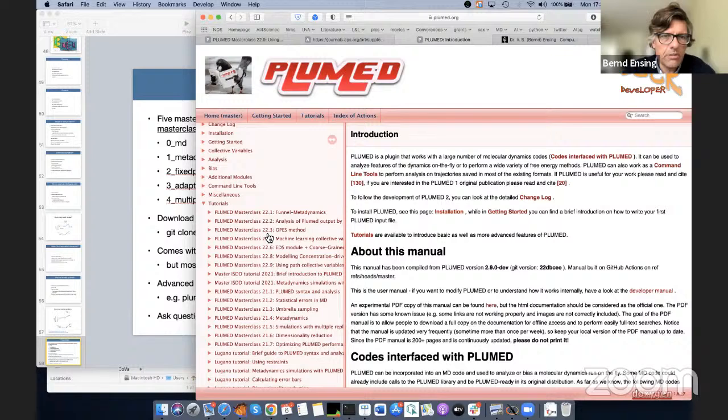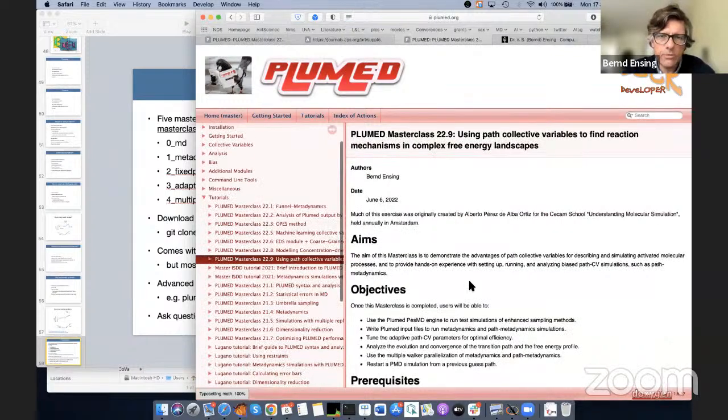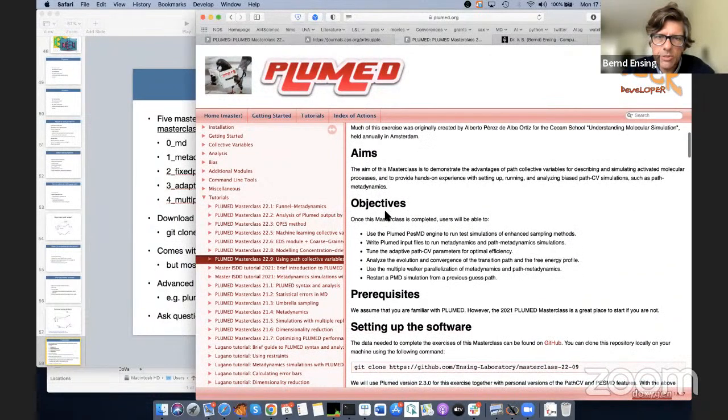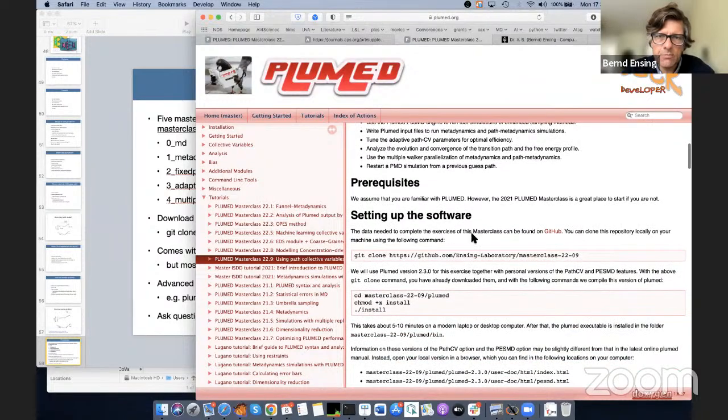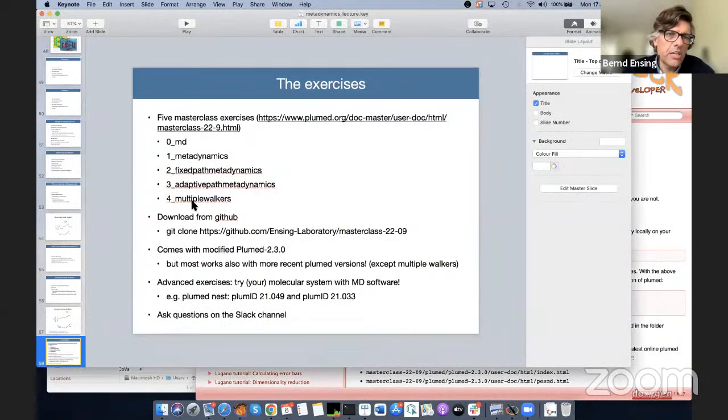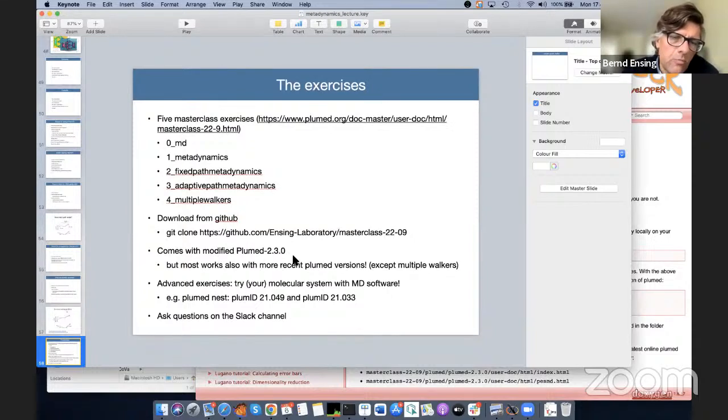22.9. This is the last one of the 2022 series using path collective variables. Aims, objective, prerequisites, and here setting up the software. You run this git clone, and then you'll have your local version with these exercises. It also comes with its own Plumed version because some files I've adapted a little bit.